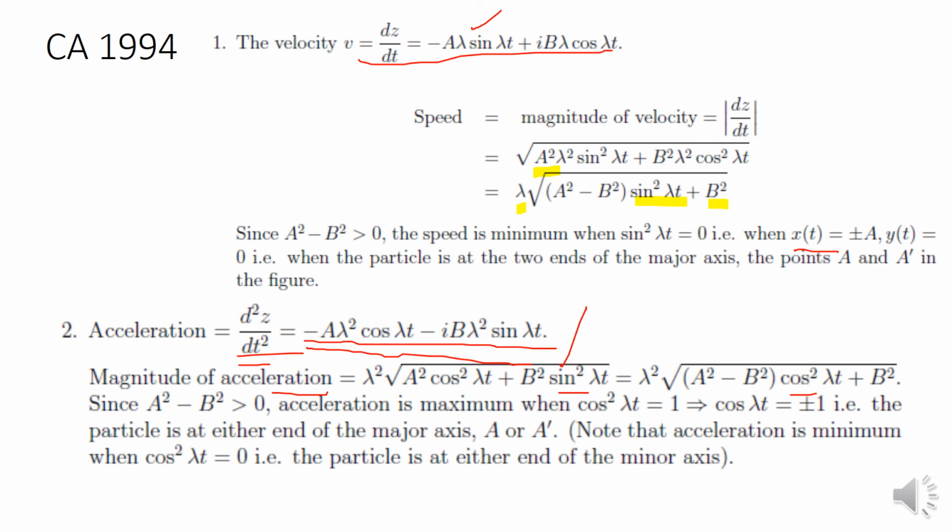And it has to be maximum, because in the question it has been asked, so cos square lambda t should be 1, or cos lambda t should be plus or minus 1. So the points will be A and A dash, and of course in that case a square minus b square is greater than 0. And for the minimum, cos square lambda t is equal to 0.